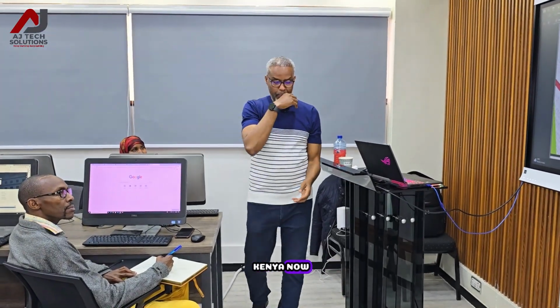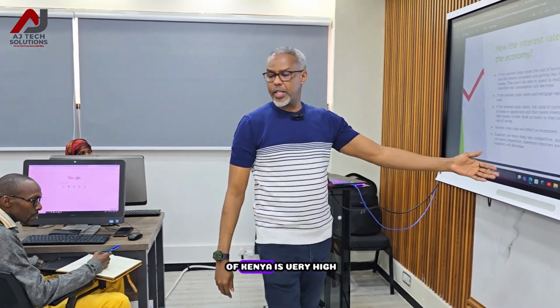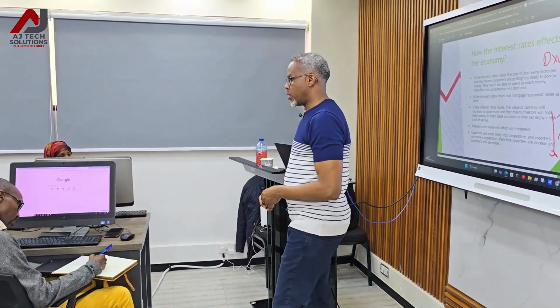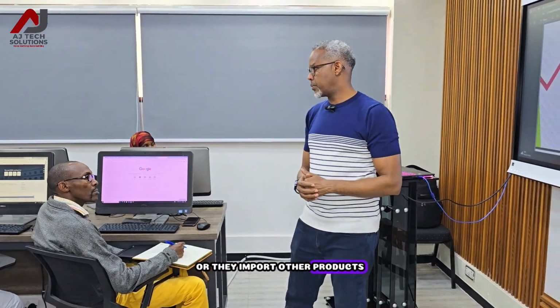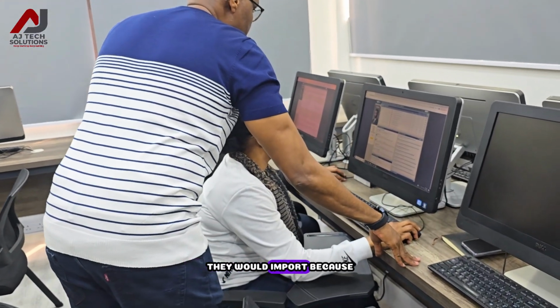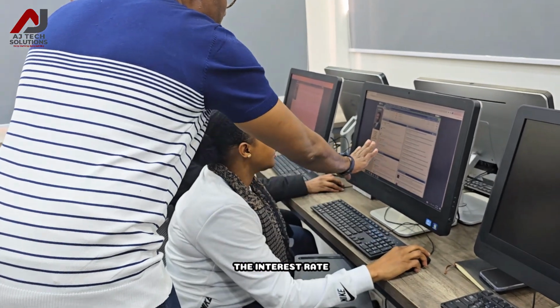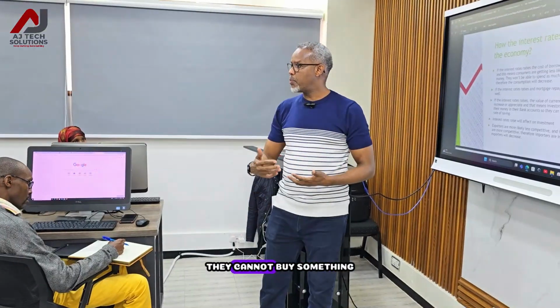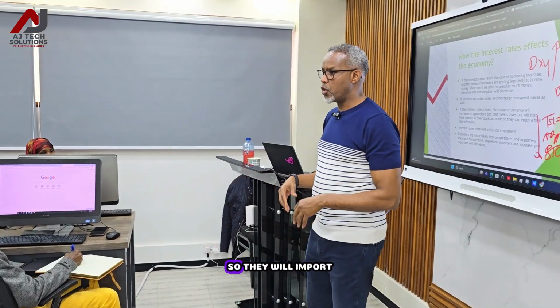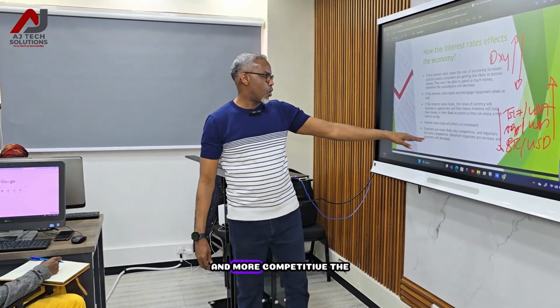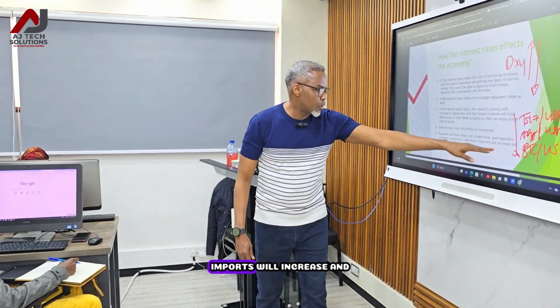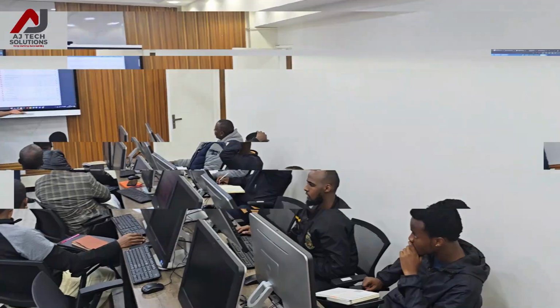So let's take an example in Kenya now. If the interest rate of Kenya is very high, the companies, the manufacturers, what will they do? Will they export their product or will they import other products? Thank you, Mercy. They will import because the interest rate in Kenya is so high, they cannot buy something from the country. So they will import. That's why we put it there. The imports become less competitive and the exports more competitive. Therefore, imports are increased and exports will decrease. So do you see now how they balance?